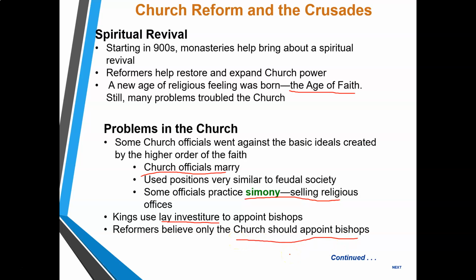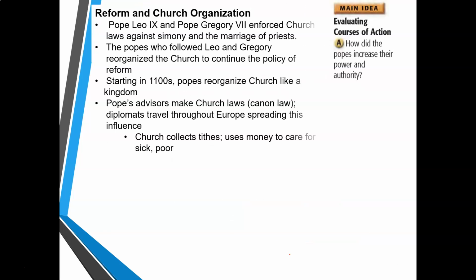So they identify all these problems, and they say, now we have to fix these problems, all right? So Pope Leo the IX and Pope Gregory the VII enforced new church laws that go against simony, which, remember, is selling religious offices, and against the marriage of priests. The popes that followed Leo and Gregory reorganized the church to continue the policy for later years down the line. Starting in the 1100s, they organized the church into a kingdom.